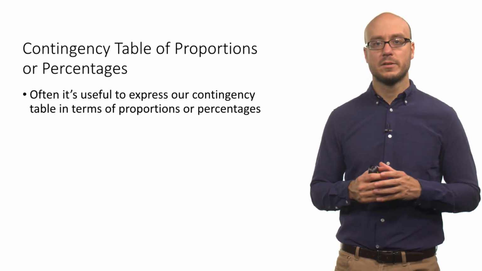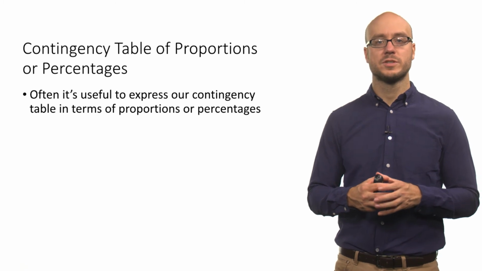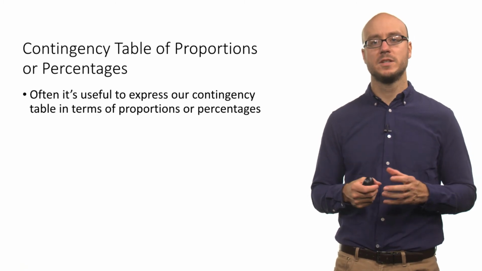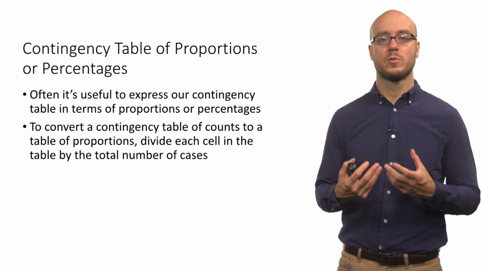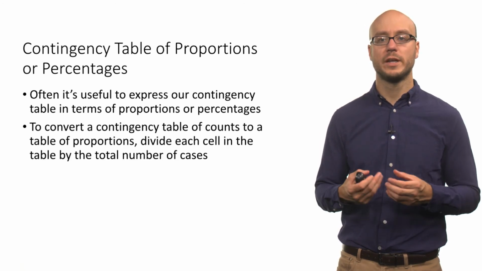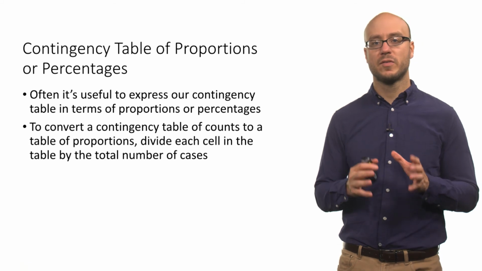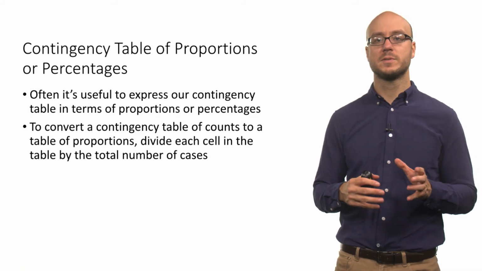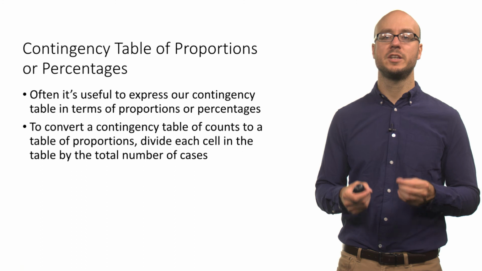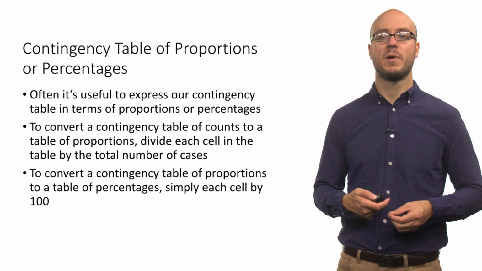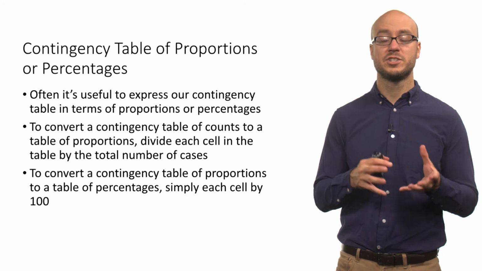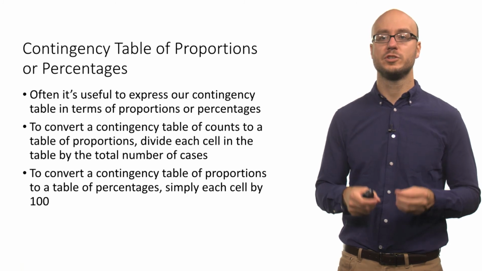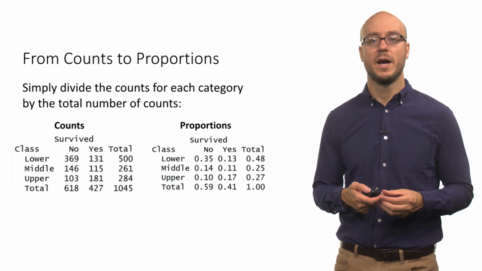You might also encounter a contingency table of proportions or percentages. Often it's useful to express a contingency table in this way because people want proportions or percentages when they're looking at these tables. To convert a contingency table of counts or frequencies to a table of proportions is very easy. You just divide each cell in the table by the total number of cases or observations. And then to create a contingency table of percentages from proportions, you just multiply each cell by 100.